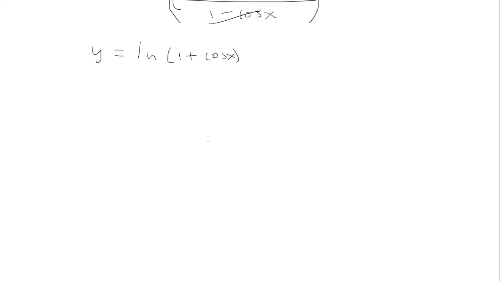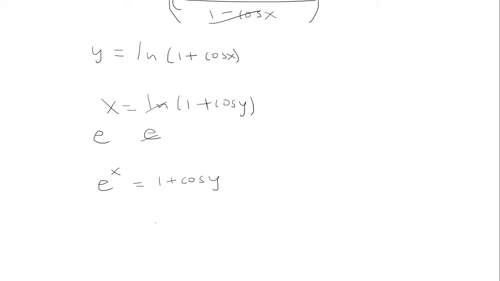So for the inverse, I'm going to switch x and y. So I'm going to have x equals ln 1 plus cosine y. My goal is to solve for y. So first, I want to undo this natural log. So I'm going to raise both sides to the e power. I'm going to have e to the x, and then e to the ln will cancel, and I'm going to be left with 1 plus cosine y.